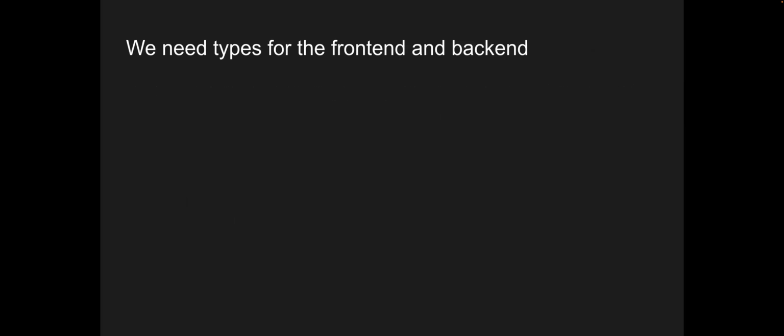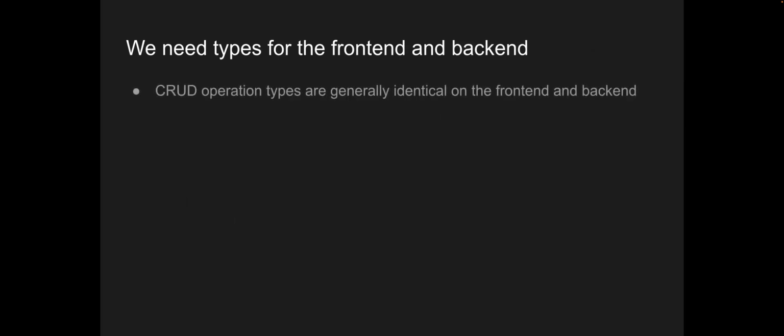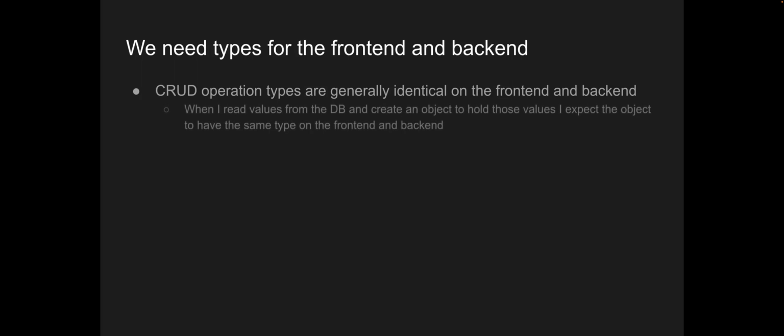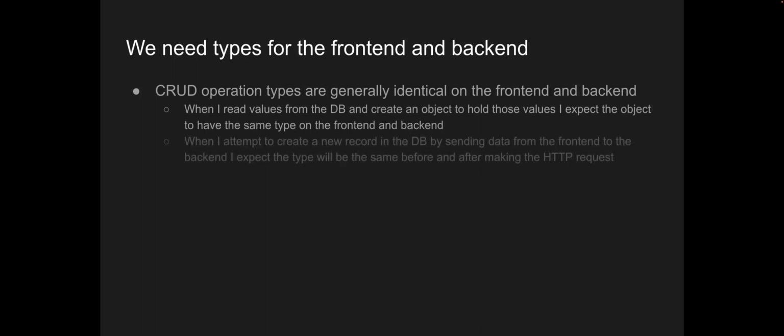We've established that we need types for the front end and the back end, and that CRUD operation types are generally identical. I mean, if you think about it, if I'm going to read some data from the server, then the data that I can get back in the UI is probably going to be whatever the server is expecting to get back from the database. So if I read values from the database, I'm going to create an object to hold those values. I expect the type of that object to be mostly the same server side and client side.